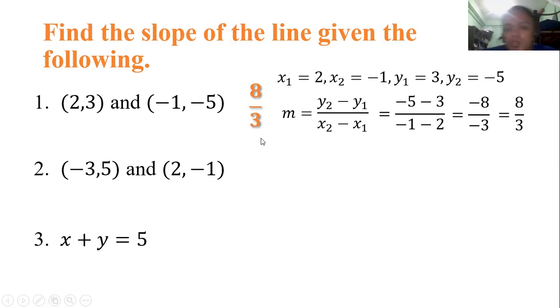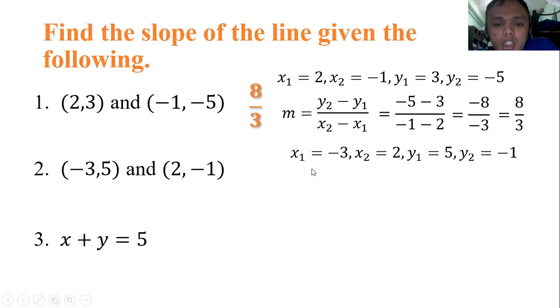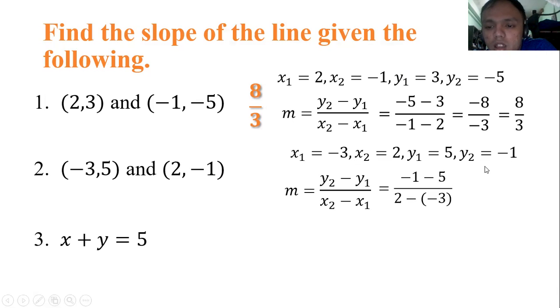8/3. Next, find the slope of negative 3, 5 and 2, negative 1. These are the coordinates. x sub 1 is negative 3, x sub 2 is 2, y sub 1 is 5, y sub 2 is negative 1. Now, using this formula, substitute. y sub 2 is negative 1 minus y sub 1 is 5, over your x sub 2 is 2 minus your x sub 1 is negative 3.